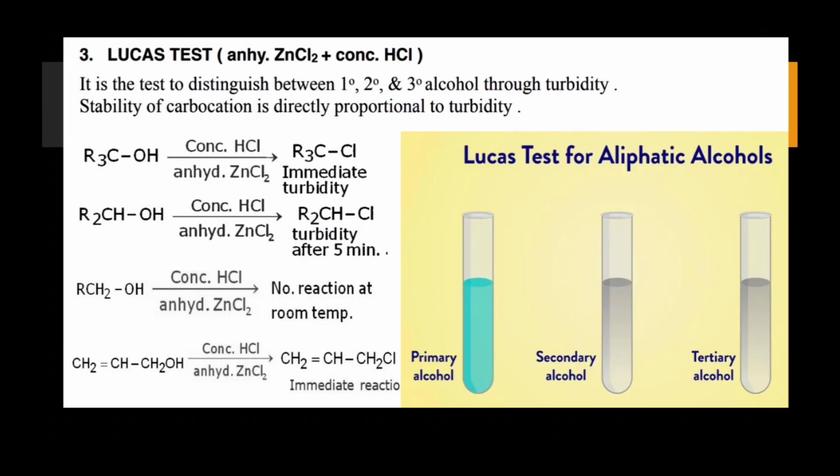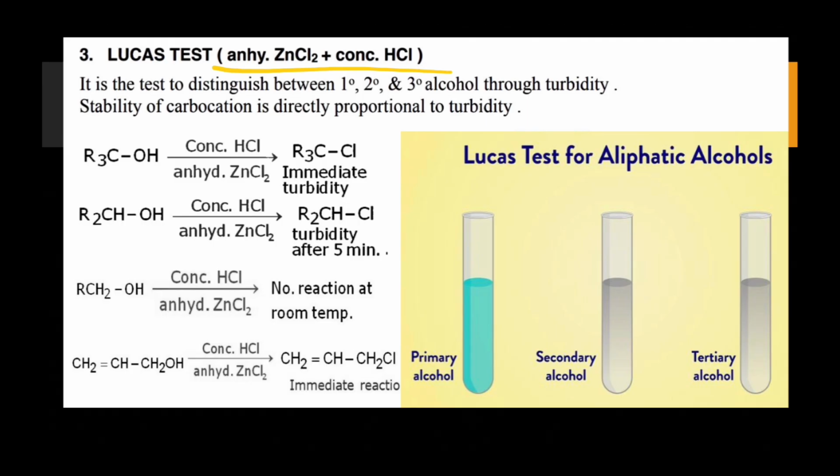The next one is the Lucas test. What is the Lucas reagent? Anhydrous ZnCl2 and concentrated HCl is the Lucas reagent. We know very well this is a very good reagent. This reagent is used to differentiate primary, secondary and tertiary alcohols.